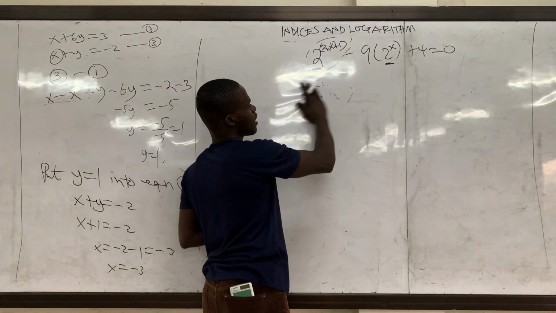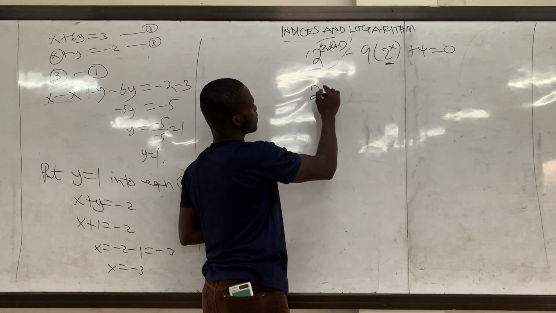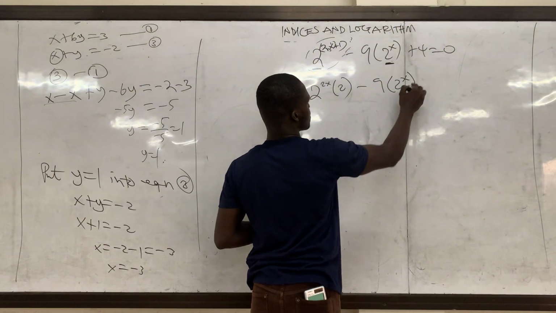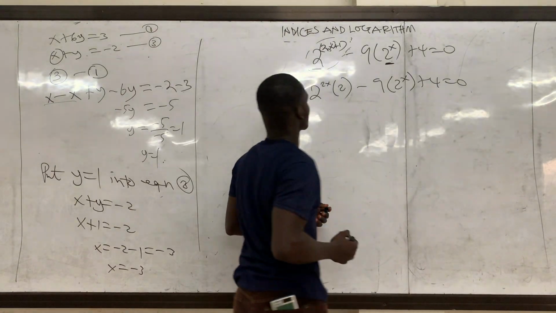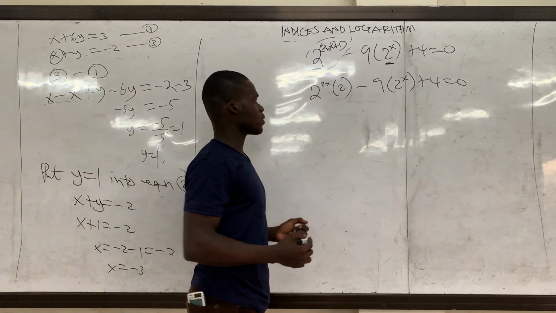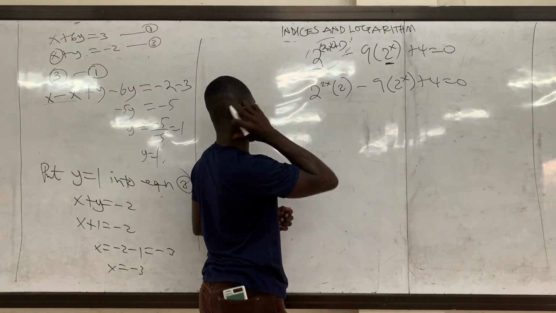So it means that this is actually the case. So 2 exponent 2x times 2 minus 9, 2 exponent x plus 4 equals 0. Now, can we get 2 exponent x from here? Yes, we can do that. So let's see how we are going to do that.